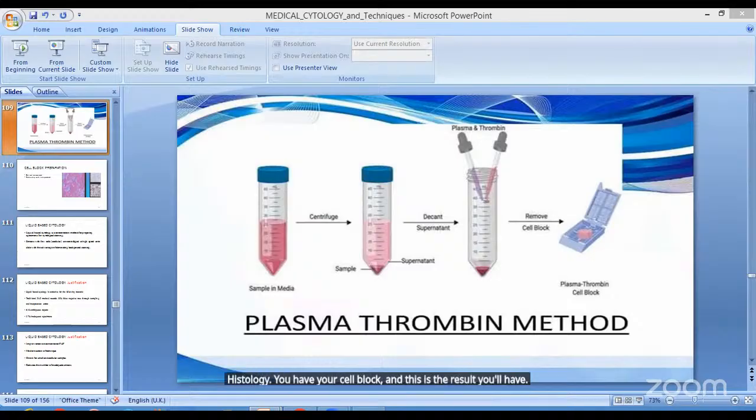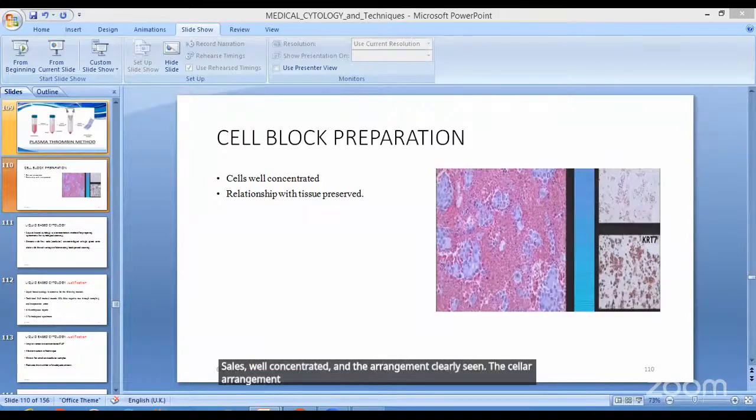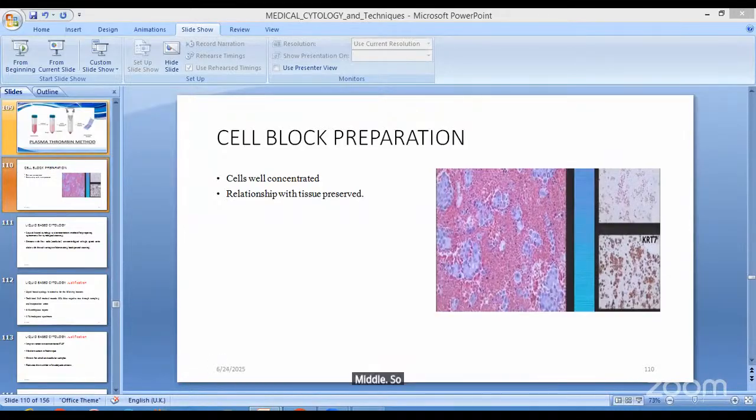You can see it looks like histology. That's what you'll find. Cells well concentrated, and the arrangement clearly seen. The cellular arrangement clearly seen. So anyone seeing this will have an informed opinion about the cells that are being demonstrated. For me, this can't be less than an adenocarcinoma.